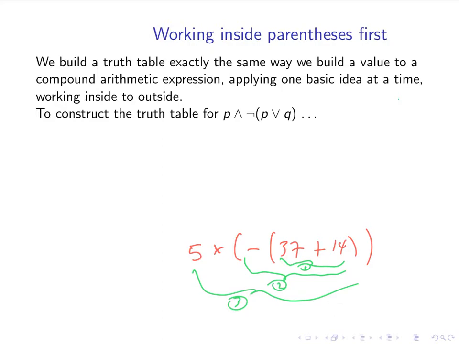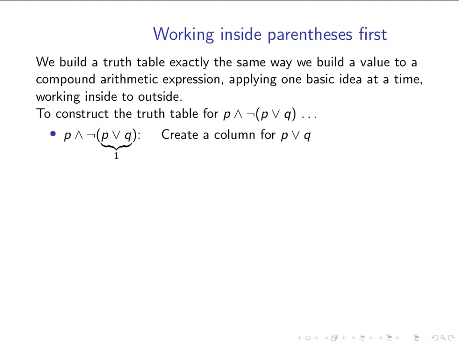Well, the same thing's going to happen with propositional logic. We're going to first build a truth column for P or Q with the logical OR, which we already know how to do. Then once we have that, we're going to build the truth table for not (P or Q), and the not operator is easy to work with once we know what the logical values of the part inside are. And then finally, I'll do this logical AND operation. So just like with the arithmetic operation, I'm going to work 1, 2, 3, from inside the parentheses out.